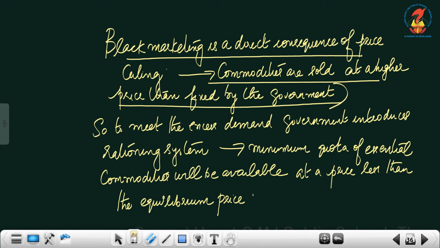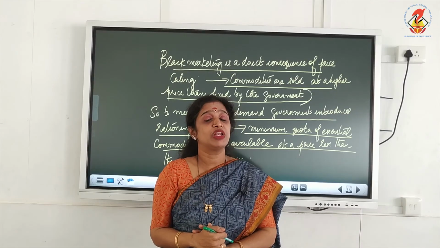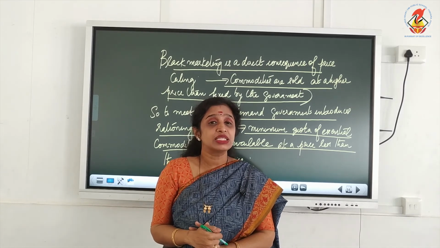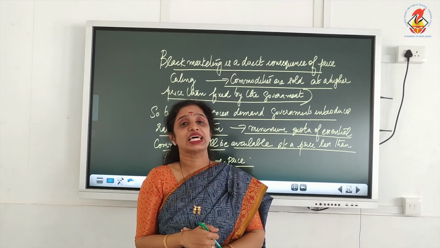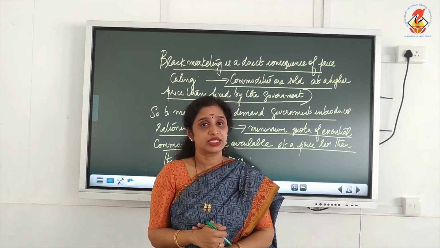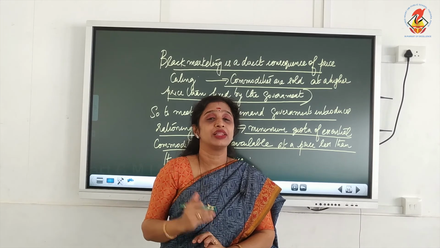So, in order to meet this excess demand, what has to be done? The government introduces a rationing system. A minimum quota of essential commodities will be available at a price lesser than the equilibrium price. So, how is the government meeting that excess demand? The government will meet the excess demand by providing the commodities at a price lesser than the equilibrium price through the rationing system. So, under the rationing system, people will be getting the necessities, essential commodities such as rice, wheat, etc. at a price which is lesser than the market price.